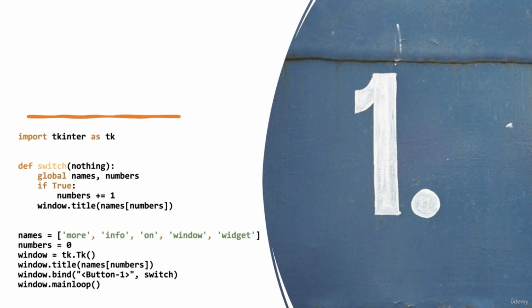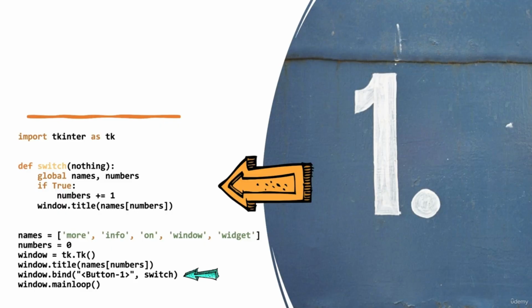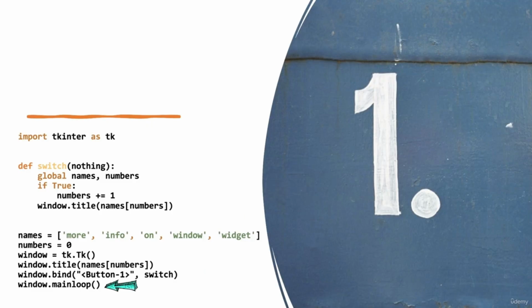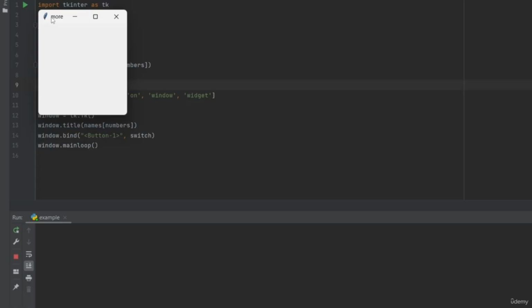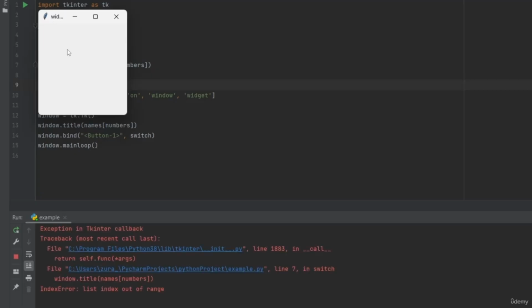Now we will cover the window widget in more detail. After creating a list variable, an integer variable, and the window widget, we will use the title method to change the title of our window widget. We will use the bind method to attach a callback to our window, which will be triggered by a single left mouse click. So when we run our code and click on our window, the title of our window should change. As our list variable only contains 5 elements, the title of our window will only change 5 times.